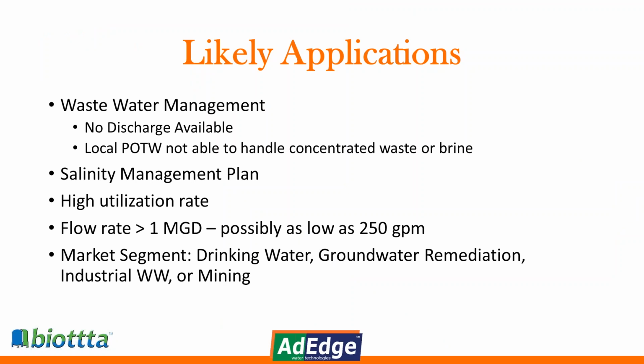So again, some likely applications: areas where you have no discharge available for brine, or you're going to pay high cost to haul brine, sites where you have high utilization rates that would create a lot of brine generation and a lot of salt usage. We're typically targeting wells at maybe 250 gallons a minute, but really targeting them more in that 300 GPM range and above. And the goal is to design smaller systems for lower flows. We are looking at some groundwater remediation applications, so that is another outside market we're looking at. Drinking water and groundwater treatment is the primary market right now.